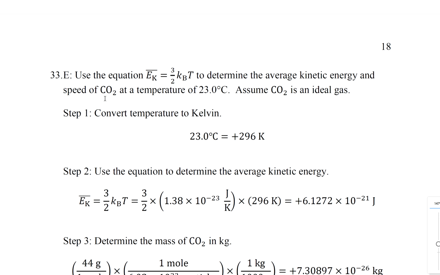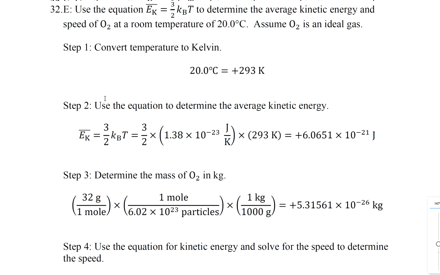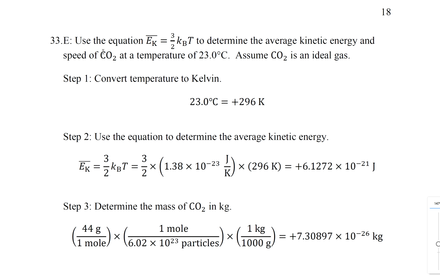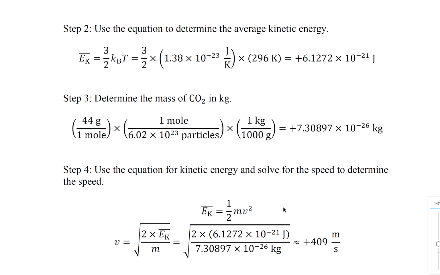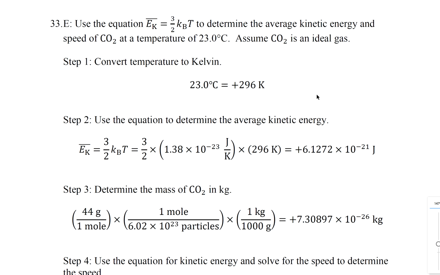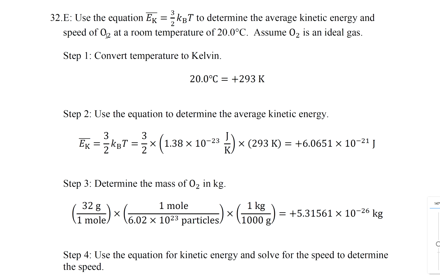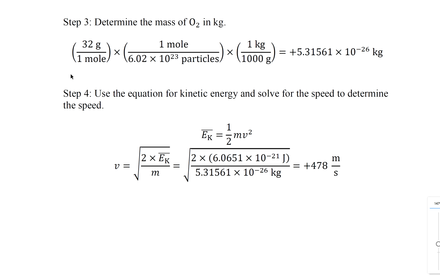So CO2 is heavier than O2. So that's why it's a bit slower. Average speed of CO2 is 409 meters per second. Average speed of O2 is 478 meters per second.